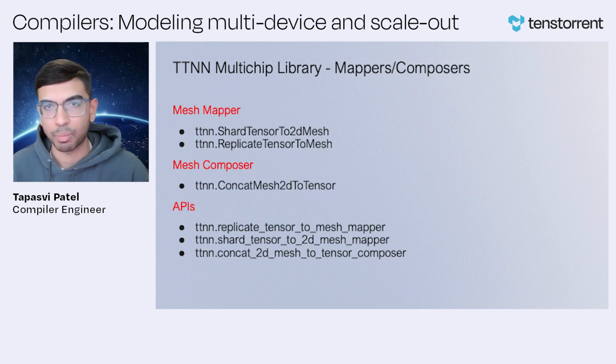The next important concept to know is something called mappers and composers. Similar to our motivation examples, we needed a way to replicate a tensor to multiple devices, shard a tensor across multiple devices, as well as concat a multi-device tensor into a single tensor. So TTNN provides abstractions for all of these in mesh mappers and mesh composers, and a bunch of APIs for you to create these mappers and composers with ease.